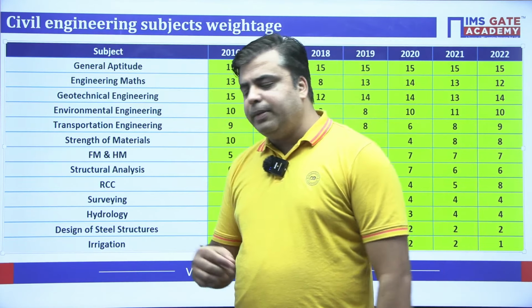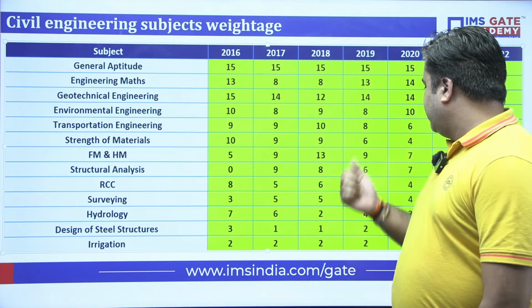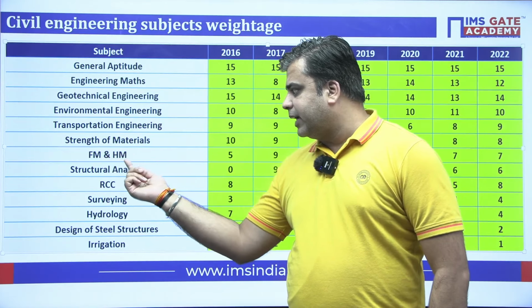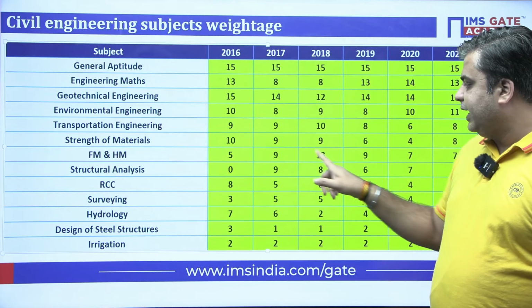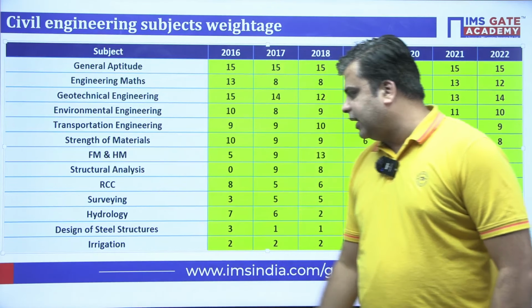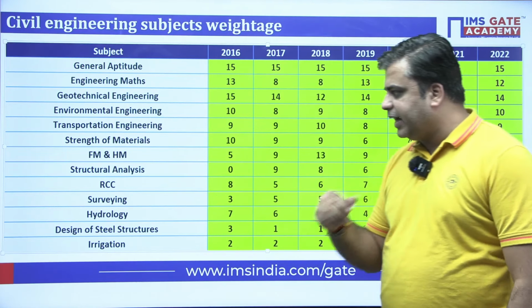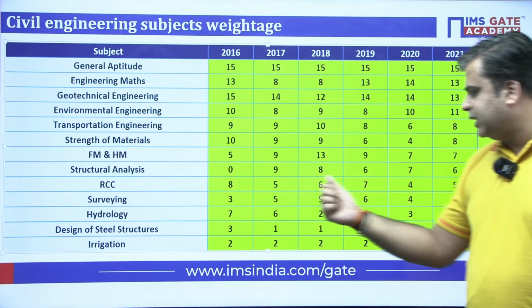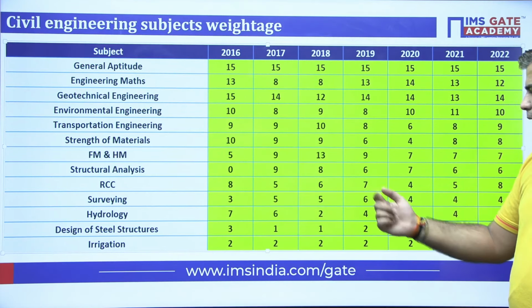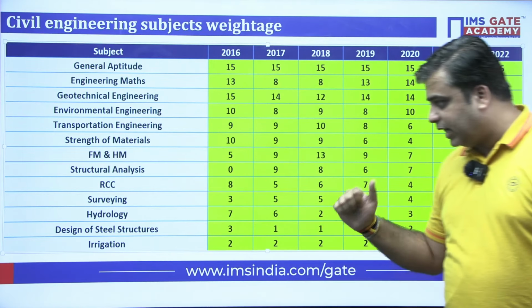Then there come the medium weighted subjects, like strength of material, which has a weightage of 10 to 4 marks. It fluctuates a lot in civil engineering. Then you have fluid mechanics, which has a weightage of 13 to 5 marks. Again, it fluctuates a lot. Then structural analysis varies in the range of 9 to 6 marks in the GATE exam. Then RCC fluctuates in the range of 8 to 4 marks. Surveying is again 6 to 3 marks. Hydrology varies in the range of 7 to 3 marks, or 2 marks sometimes.